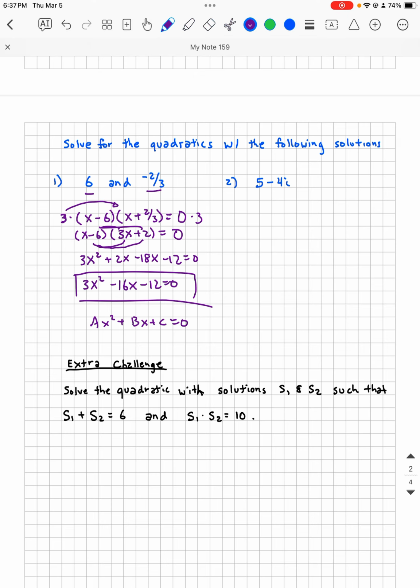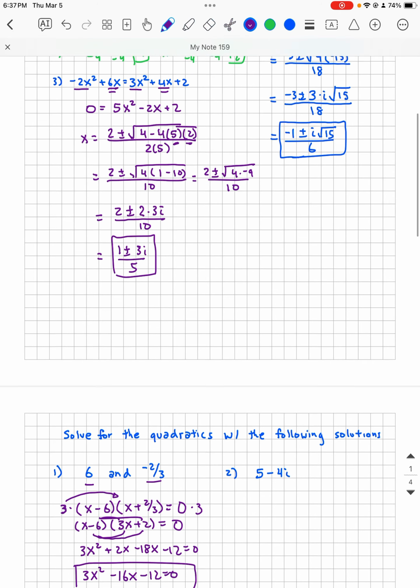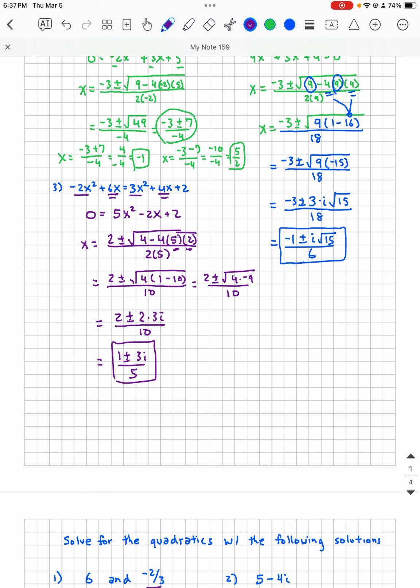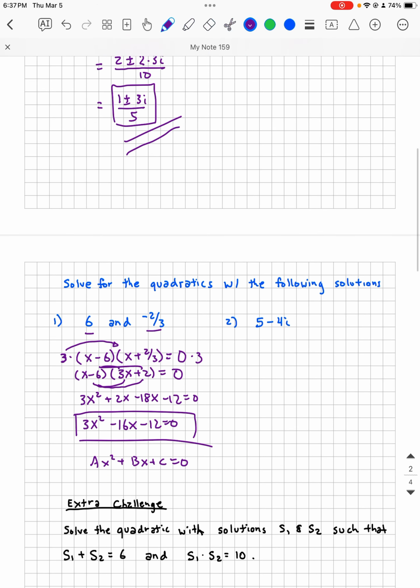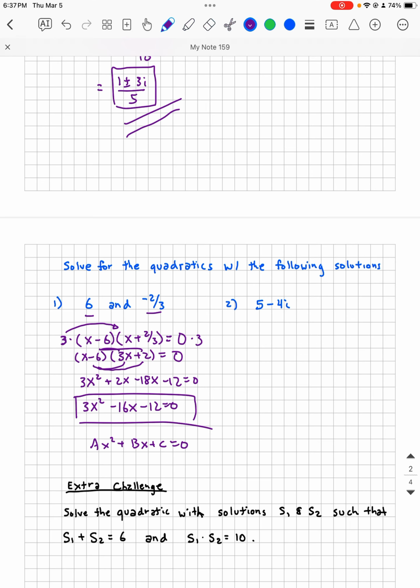You can actually find out what the second one is, because anytime you solve a quadratic, especially when it comes out to be these complex solutions, you'll notice that it's 1 plus or minus 3i divided by 5, or 1 plus or minus i root 15 over 6. So what I'm saying is that, yes, if they give you one solution, you technically know the other one. The other one is supposed to be the conjugate, which is 5 plus 4i, right? Because it's supposed to be 5 plus or minus 4i as your solutions. So that's kind of the cryptic part.